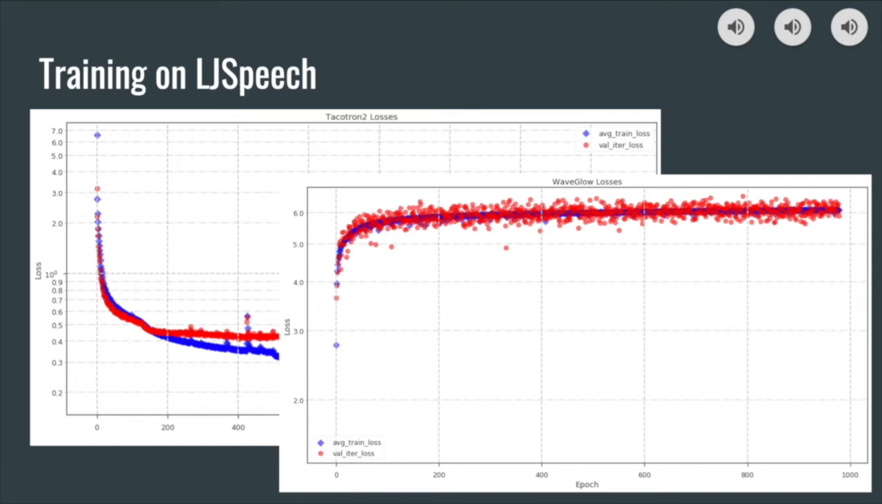One interesting characteristic which we saw consistently throughout training our text-to-speech models was that regardless of the data domain, it was nearly impossible to overfit WaveGlow in the sense that we would never observe the training loss outperforming the validation loss. We've also included in this slide some example samples from our trained model.